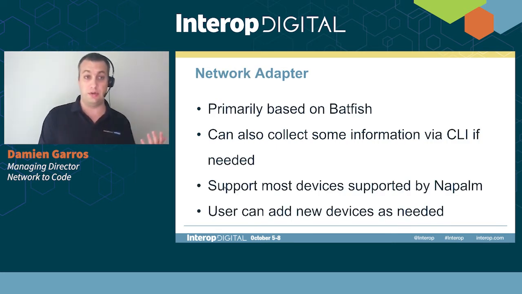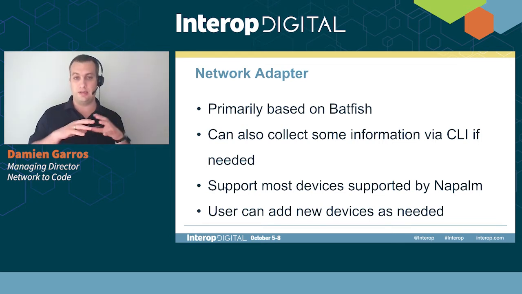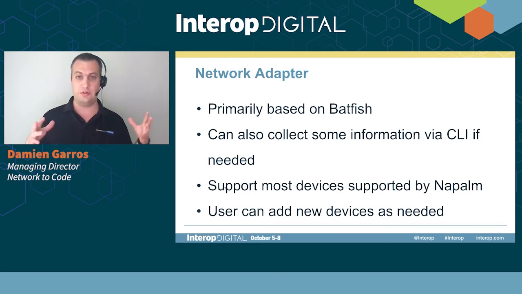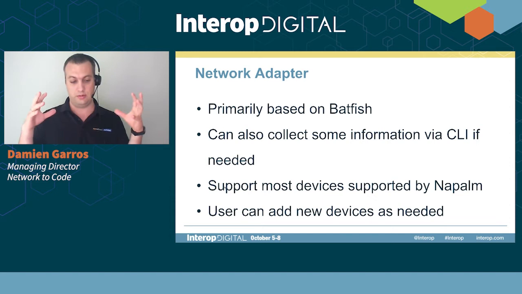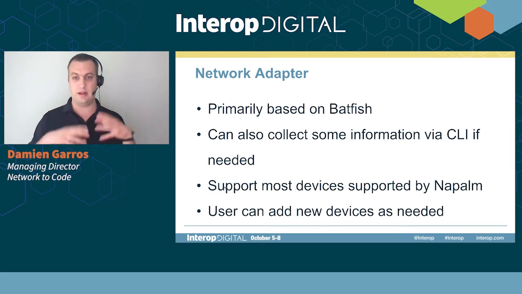On the network adapter side, as I mentioned, we're primarily using Batfish. So why Batfish? Batfish has been a really great tool, and we're using it in a very specific way. If you're not aware, it has the ability to parse all of your configurations. What it's really good at is that it will completely build a logical model of the network. You will be able to reproduce and rebuild your routing tables and the access lists and have a complete understanding of how the network will behave.